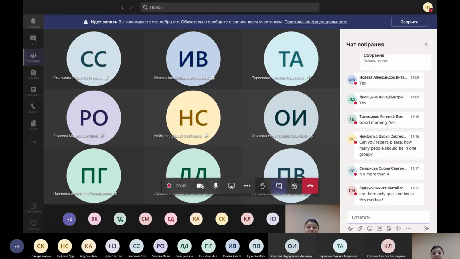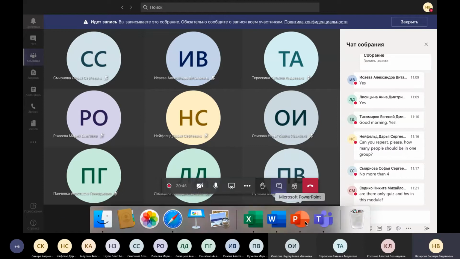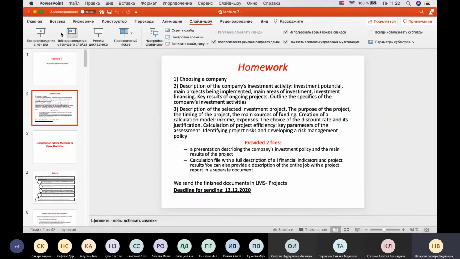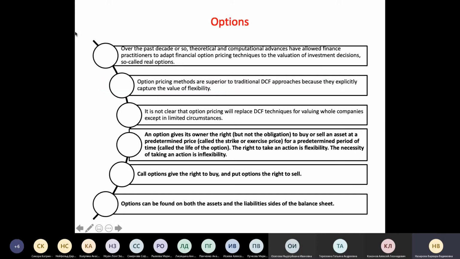Good. Now let's start our presentation. Let's start our real option valuation. And if you have any questions, you can write in chat, certainly, or you can use the microphone. Now let's start using the option pricing method to value flexibility. Real option valuation is very interesting. It's not an ordinary tool. It's not an ordinary instrument, as for our investment analysis, so for our company's valuation.